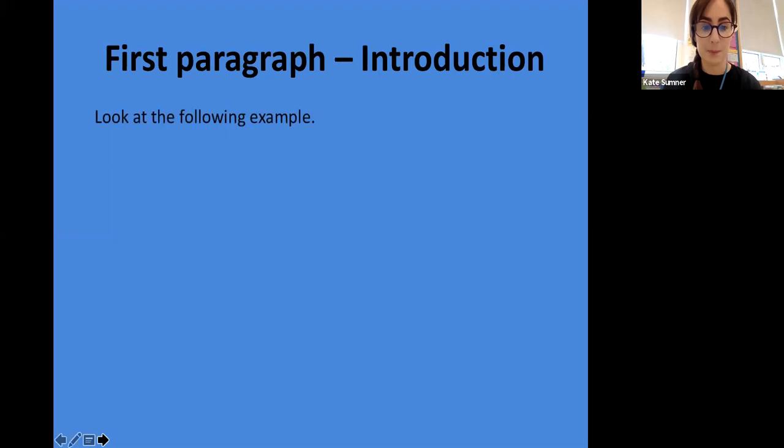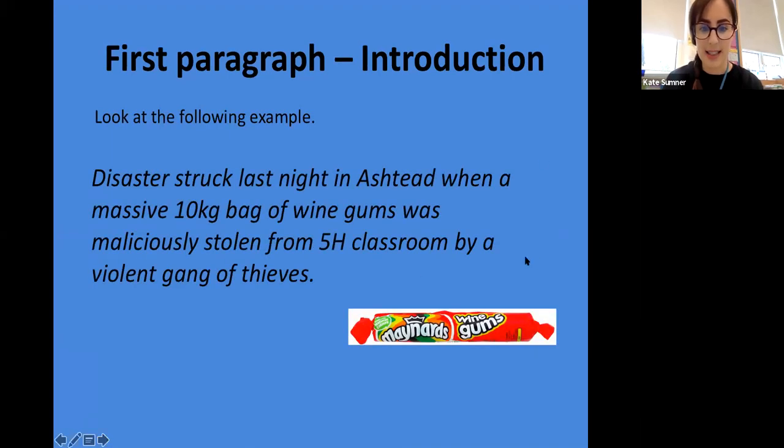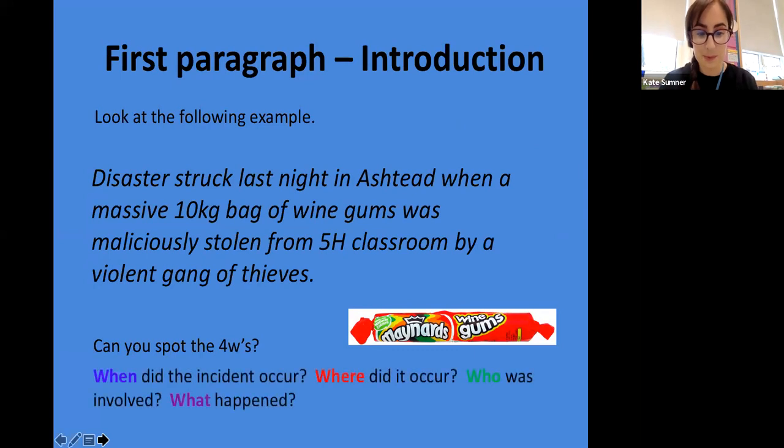Okay, so I've got an example here. Disaster struck last night in Ashted when a massive 10-kilogram bag of wine gums was maliciously stolen from 5H classroom by a violent gang of thieves. So, can you spot the 4 W's? Can you spot when it happened? So when did it happen? Looking at that introductory sentence or paragraph, can you tell me either out loud at home or in the text box when it happened?